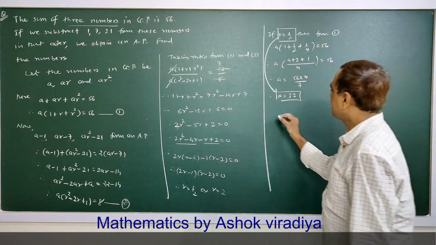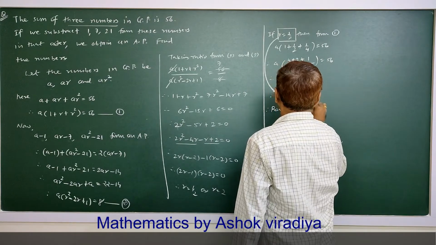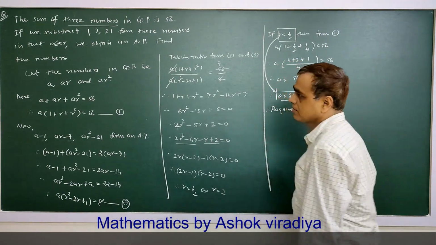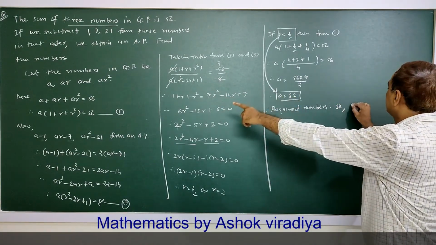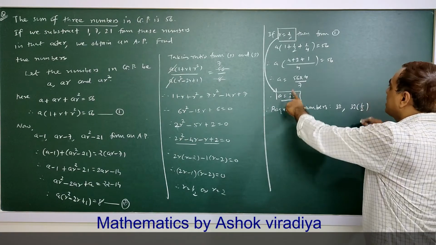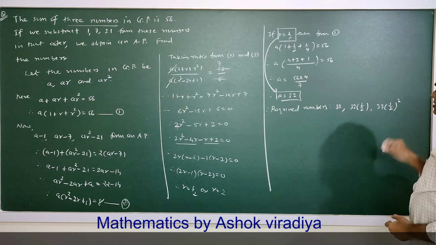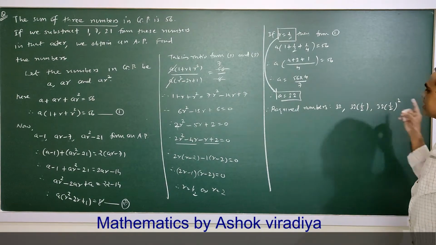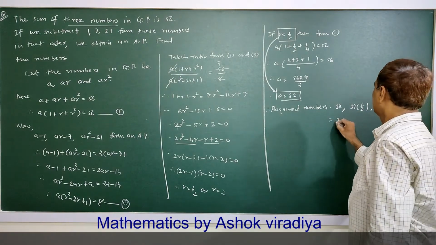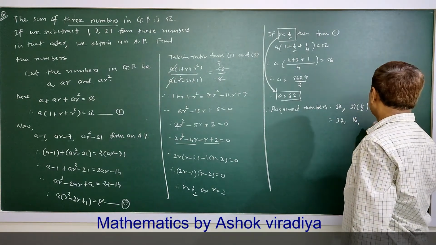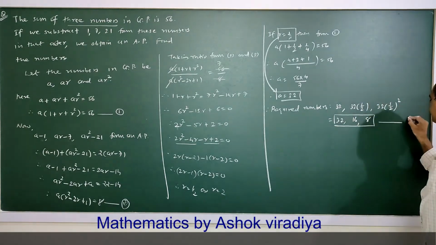So the required numbers are therefore A, what is A? 32. A, then A into R, R is 1 by 2, then A into R square. These are the required numbers: A, AR, AR square. That is 32, 16, 8. These are the required numbers. That is answer 1.